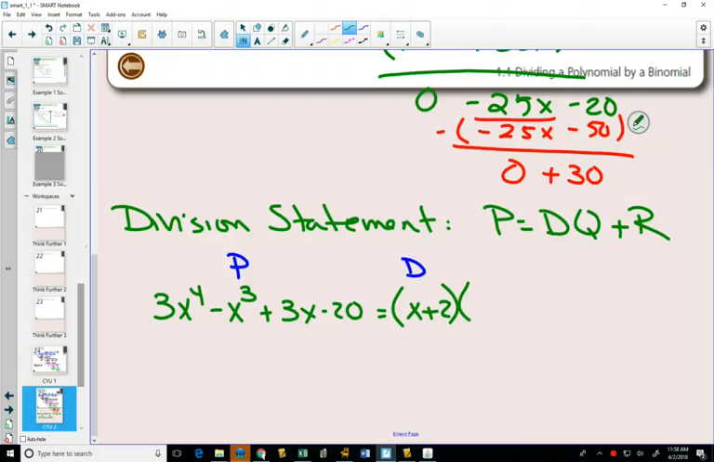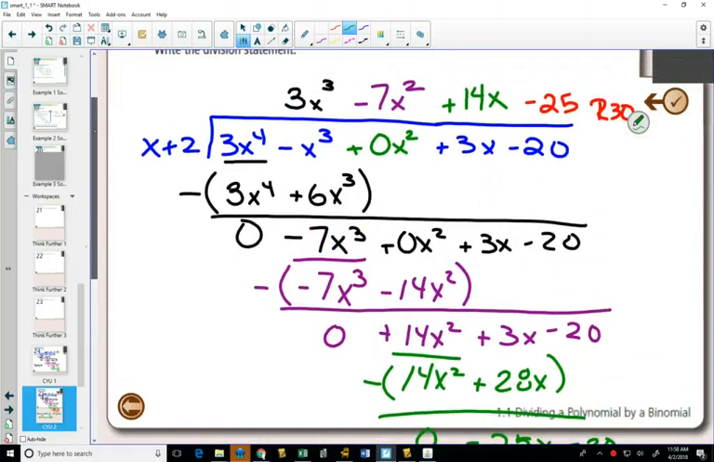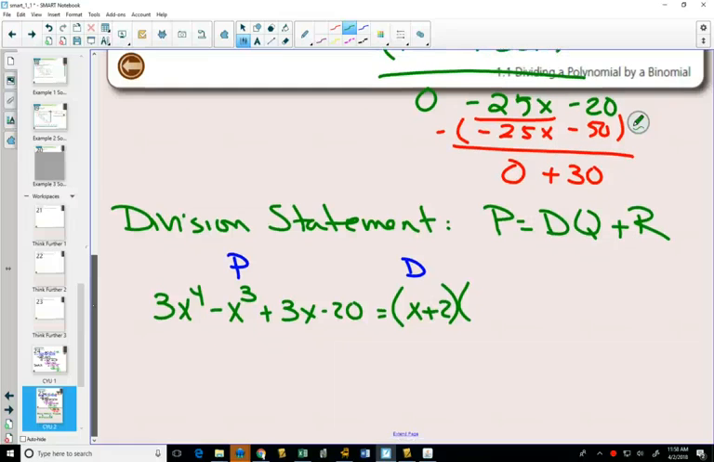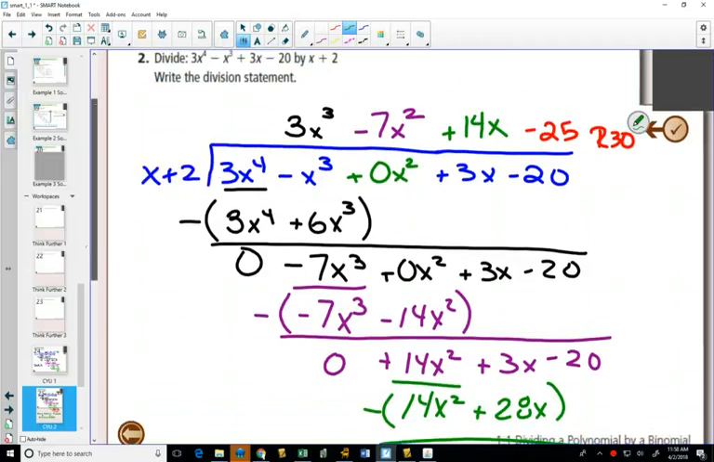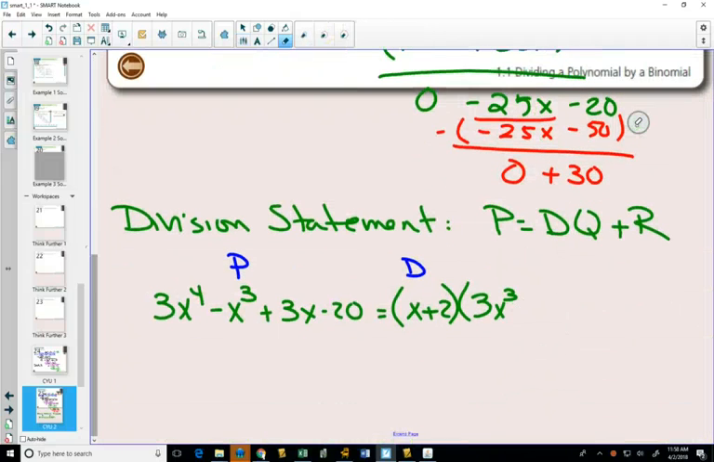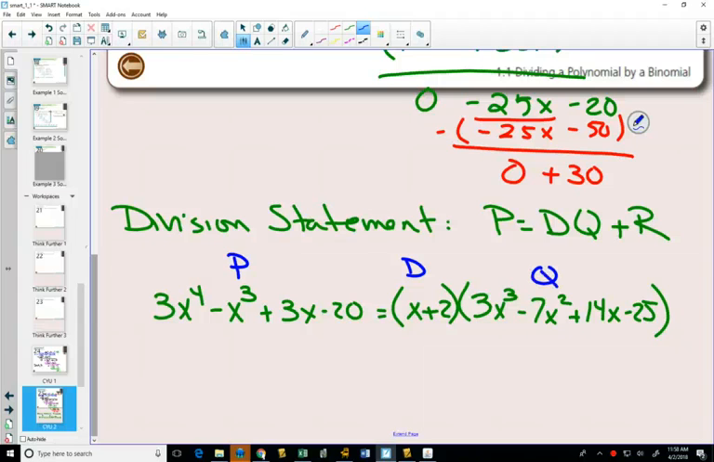The answer that we got, if we go up to the top here, was 3x cubed minus 7x squared plus 14x minus 25. Oh, I forgot it already. 3 minus 7 plus 14 minus 25. That's your quotient. Quotient is the answer that you get when dividing. And then we had a remainder of plus 30. That's our remainder. So this is our division statement.